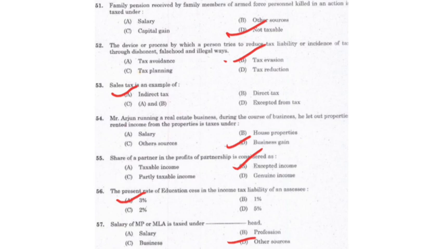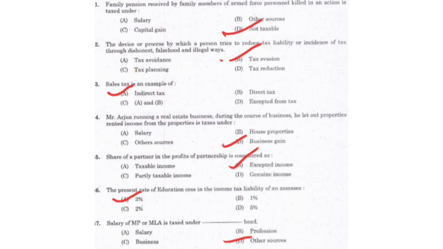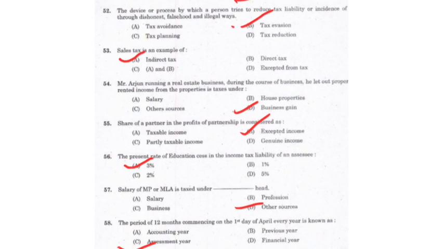The next question, Mr. Arjun running a real estate business. During the course of business, he let out properties. Rental income from the properties is taxed under business gain. Next thing, share of a partner in the profits of a partnership is considered as taxable income, exempted income, partly taxable, and genuine. And exempted income is the correct answer.